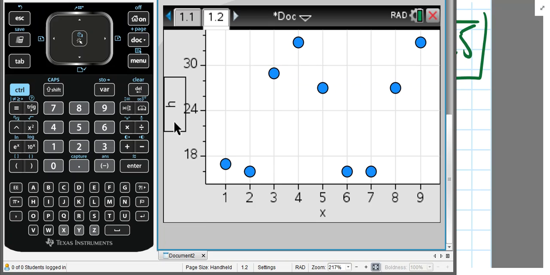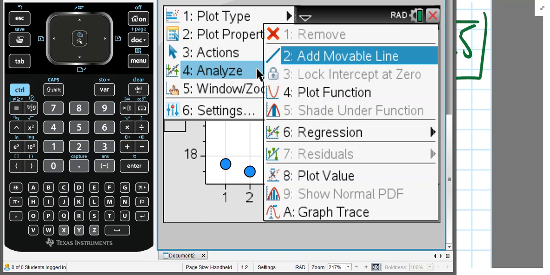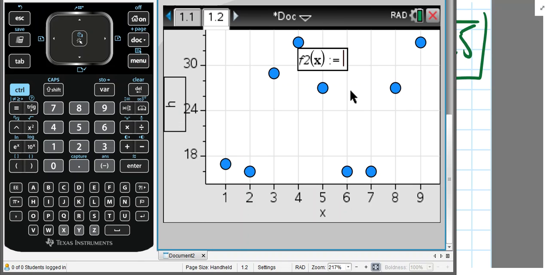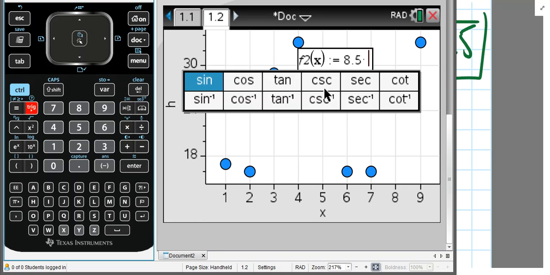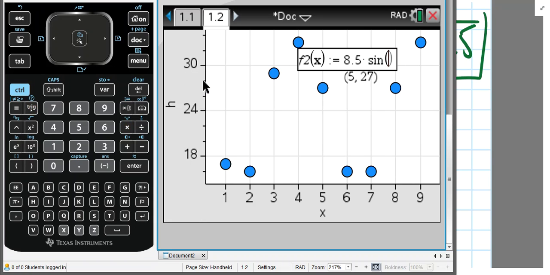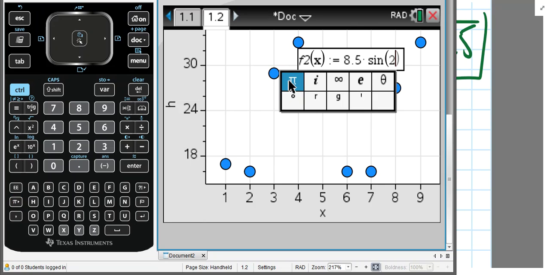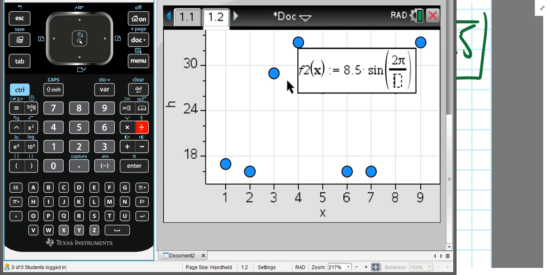All we have to do is go back to our calculator, press the menu key, analyze the graph, and plot that function. I think I've got a function stored in F1 already, so that's why mine's saying F2. Yours is most likely going to say F1 on the screen. Let's enter what we've got: 8.5 times a sine function, and I have 2 pi divided by 5. I pressed the control key and then divide. That's what created this fraction.